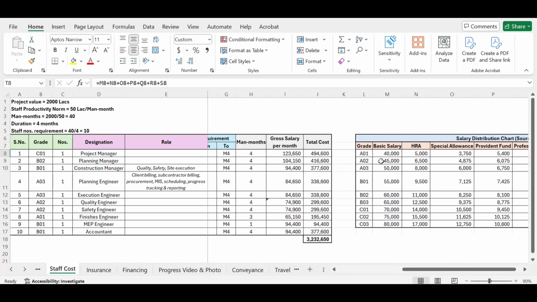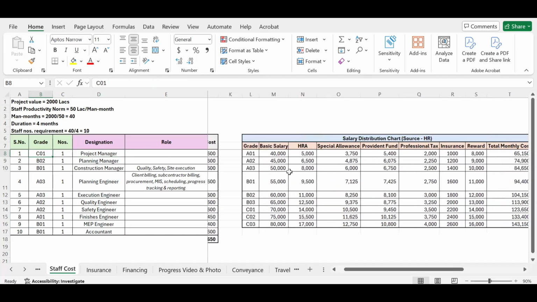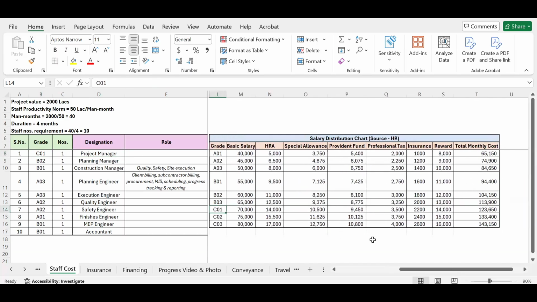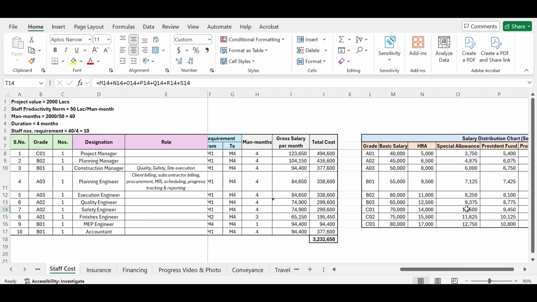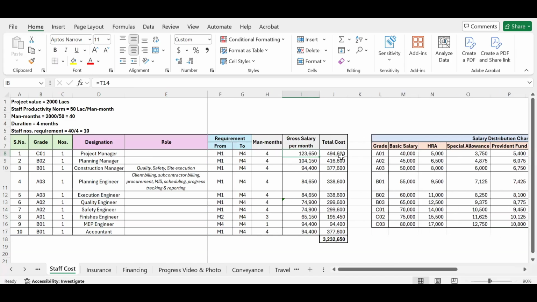So from this table, I have taken these gross salaries of these respective staff. So if you see project manager is of the grade C01. So whatever is the salary for C01, you can check this particular salary, 123,650. So I have taken that gross salary here. So the respective salaries you can take from this salary distribution chart, and you can multiply this with the total number of man months to get the total cost for that particular staff for the entire project. Okay. By adding the total cost, you can get the final cost of your staff for the complete project.